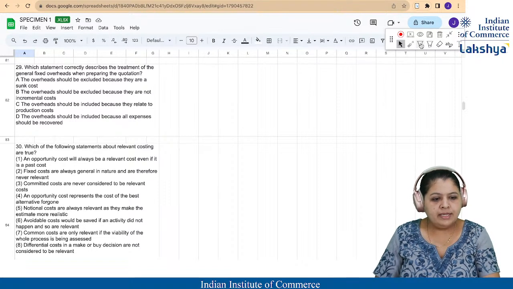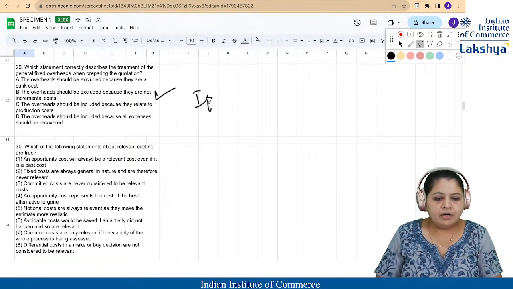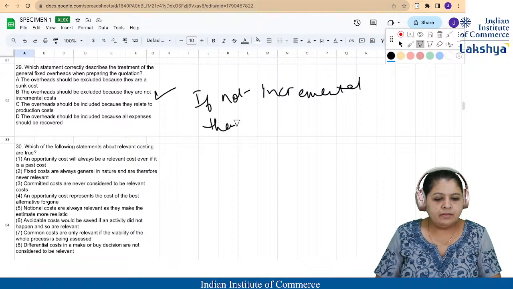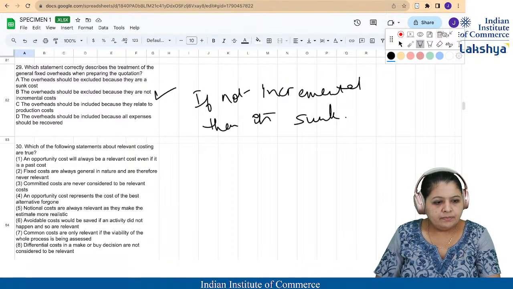Any cost that is incremental will be taken. But if it is not incremental, then it's just a sunk cost, right? Let's go to the next one.